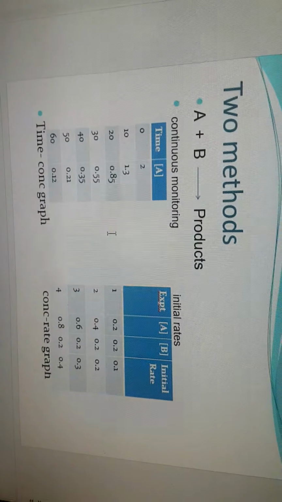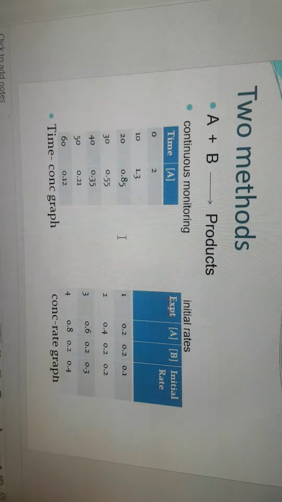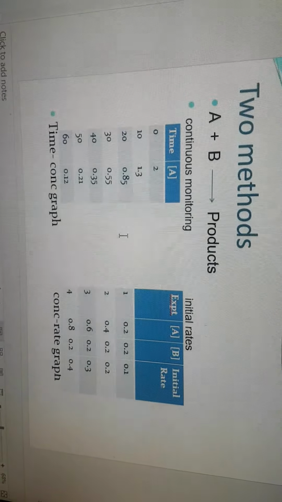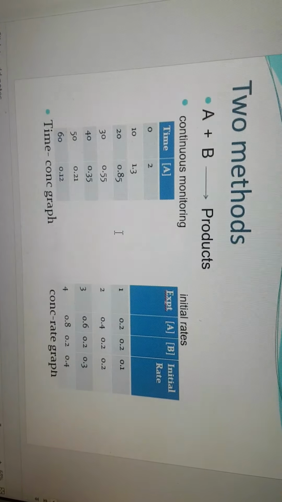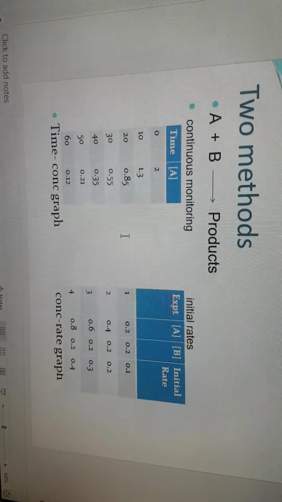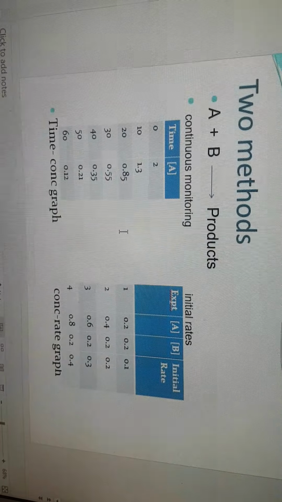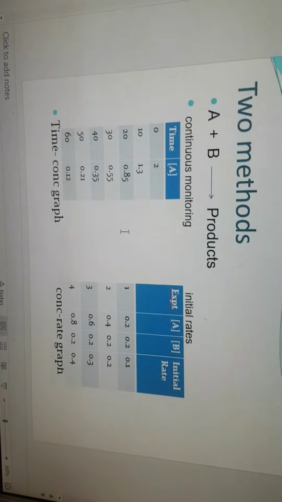Well, if you ever get asked a question, what techniques could be used to investigate this reaction, you never answer continuous monitoring or initial rates. These are not practical techniques. The 5 practical techniques you've already been shown. These are simply two wholly different methods which any of those techniques can be applied to.